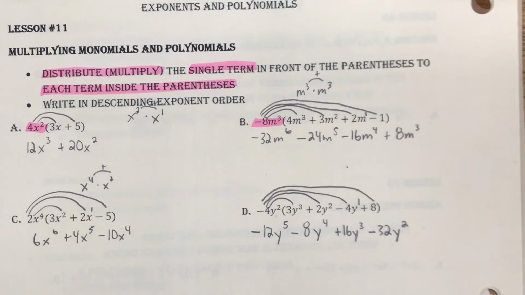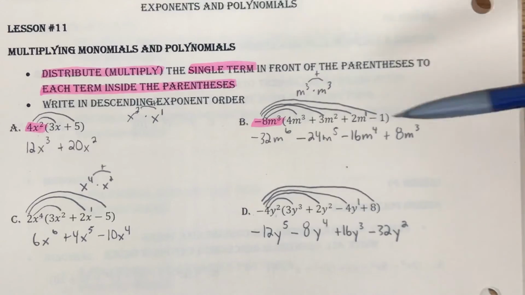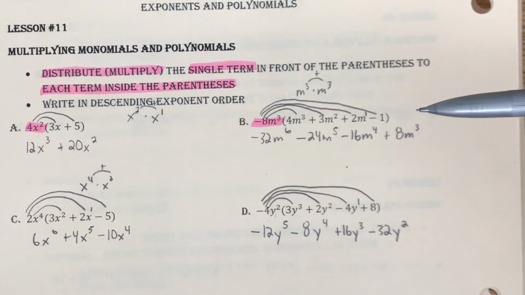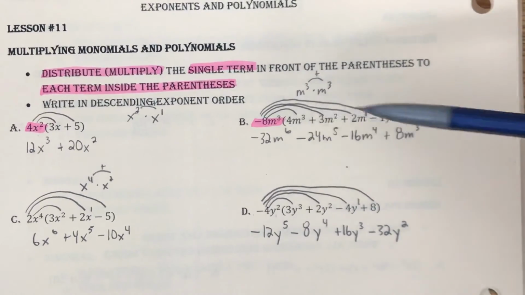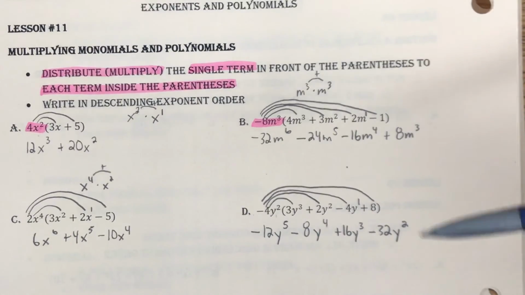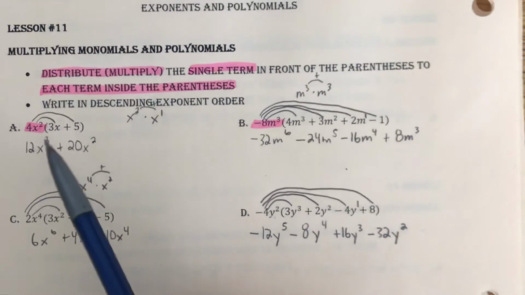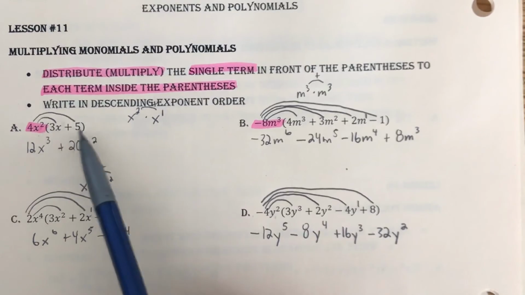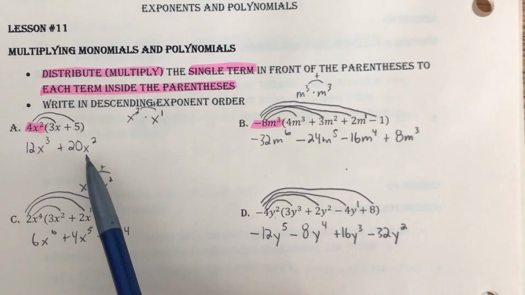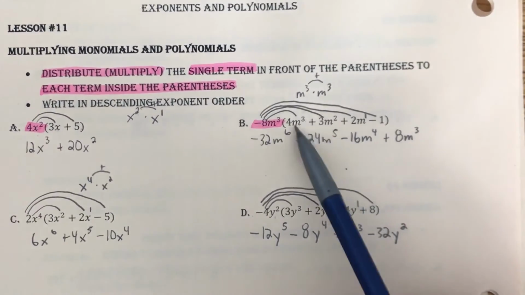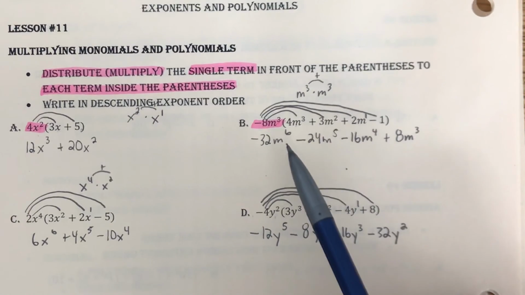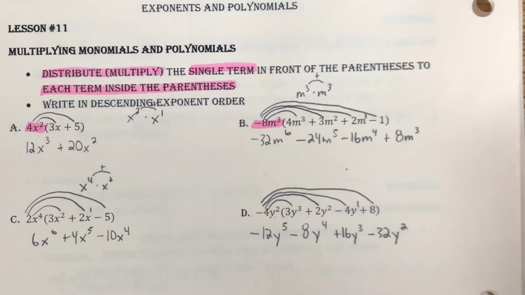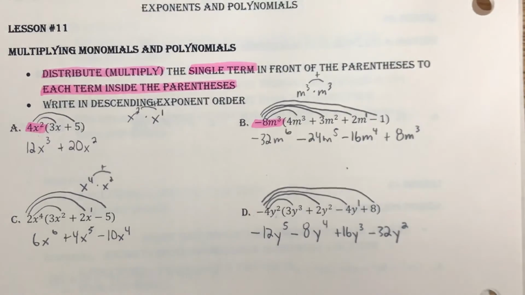Just a couple of notes that you might want to make sure you recognize. Anytime you're multiplying a polynomial by a monomial, you should end up with the same amount of terms that you had inside the parentheses. For instance, on example A, we had 2 terms inside the parentheses, and our answer ended with 2 terms. Same thing here, 4 terms inside the parentheses, our answer had 1, 2, 3, 4 terms. So just a little hint to make sure that you're doing it correctly. Also, don't forget your product of powers rule.